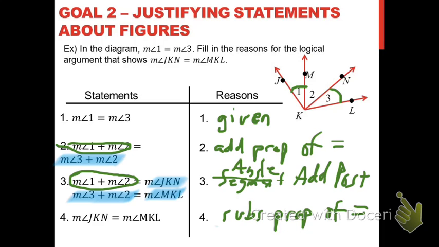All right, because all we did was we replaced the measure of angle 1 plus the measure of angle 2 with an equivalent value, the measure of angle JKN. That was the left side of the equation. And on the right side of the equation, we replaced the measure of angle 3 plus the measure of angle 2 with its equivalent value, the measure of angle MKL. All right, that's a very basic example of a proof where we justified a statement about a figure using properties of equality.